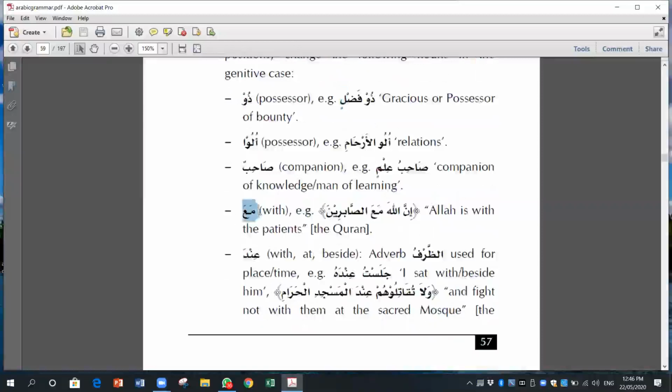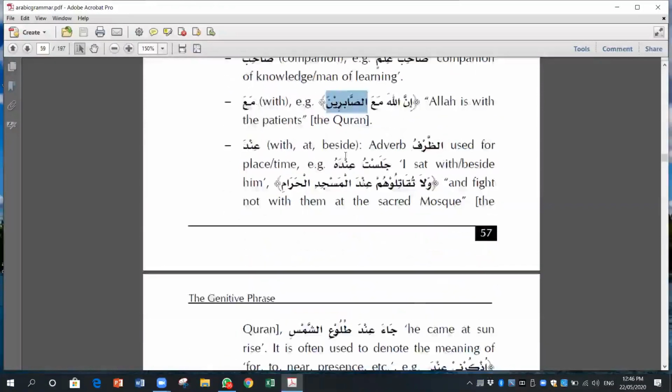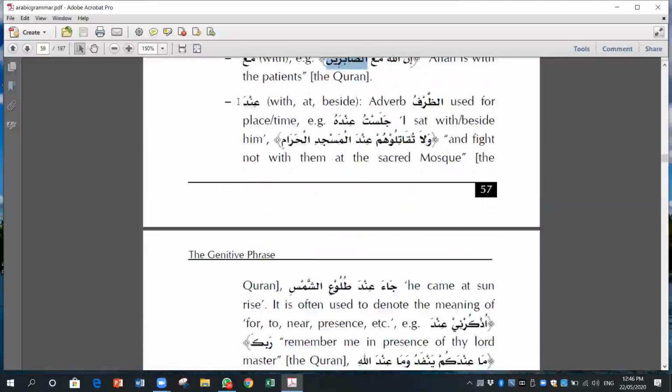Ma'a is also one of them. Inna Allaha ma'a sabirina. This you just skip because you can't understand sabirina right now. Leave it, I'll tell you later. This is called verb, adverb.